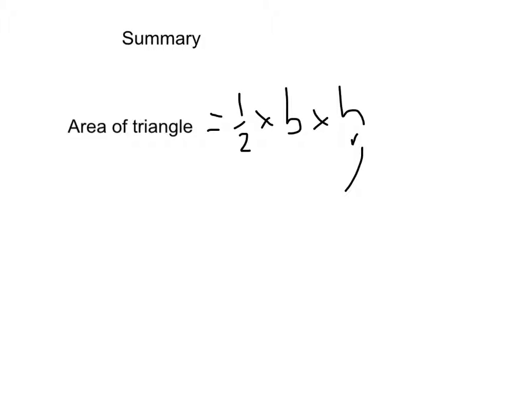So, in summary, we know that the area of a triangle is always 1/2 times the base of the triangle times the height. But remember, it's always the perpendicular height, the height of the triangle, which in the case of a right angle triangle is one of the sides. In the case of an acute angle triangle, the perpendicular height is not one of the sides. And in an obtuse angle triangle, the perpendicular height may not even lie inside the triangle, it might be on the outside. Let's try some examples.